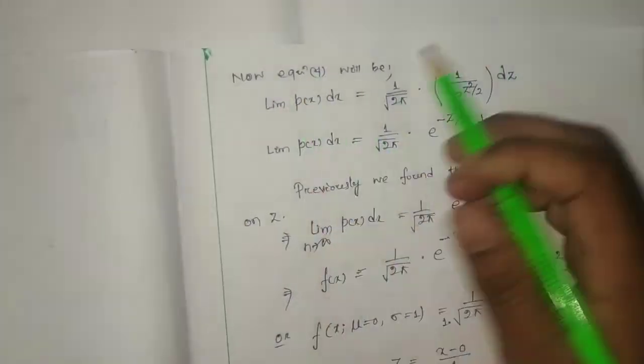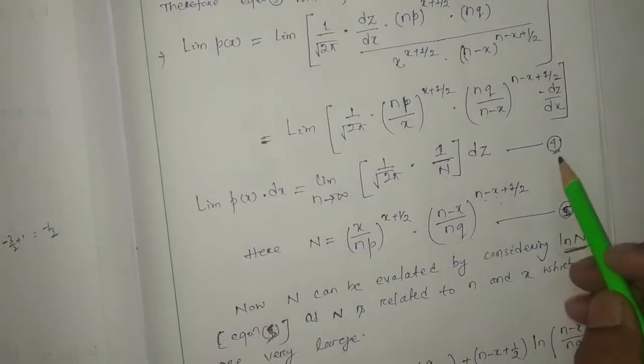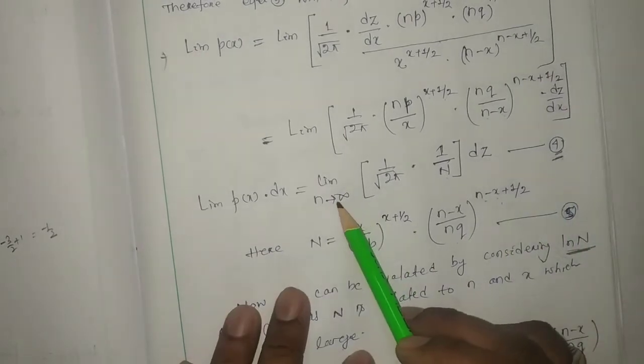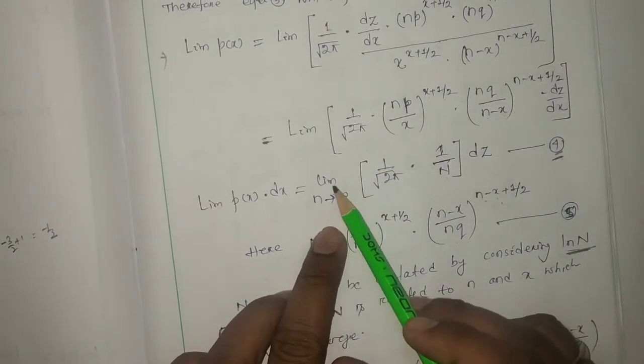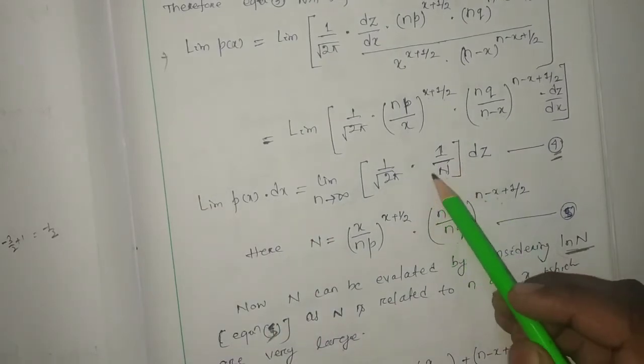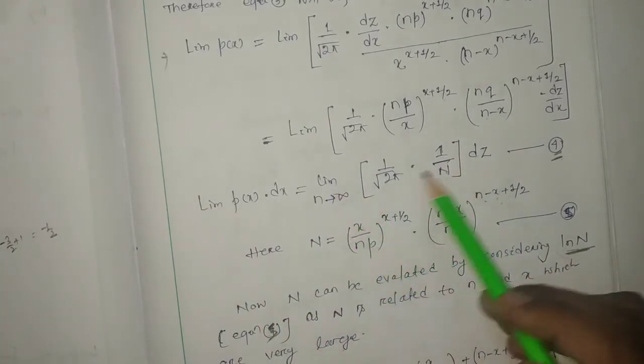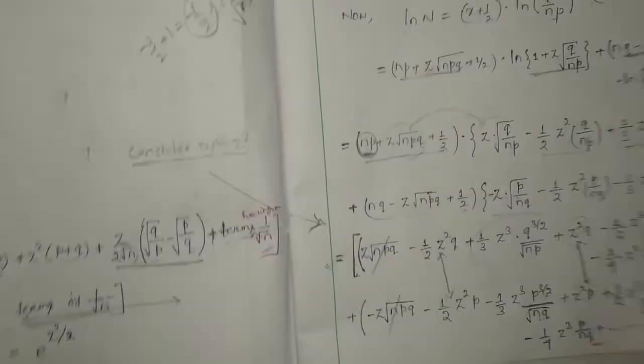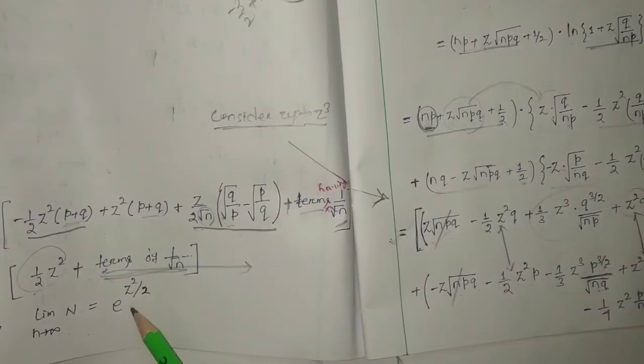Now, equation number 4, where is equation number 4? Here in equation number 4, we found the limit as n tends to infinity of 1 by n. The limit of n as n tends to infinity, we found this value, how much? e to the power z square by 2. This value we are going to substitute in equation number 4.